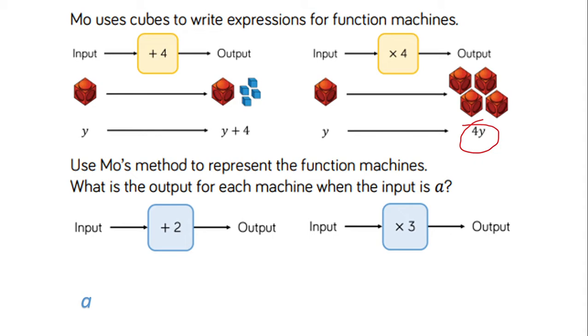I'm going to put it into the function machine. I'm going to add 2, so my output will be A plus 2. In the second function machine, my input number this time is also going to be A. This time I'm multiplying it by 3, but I'm going to remember, what's the convention when we write that as an algebraic expression? Well, my A is going to go to 3A. Well done if you got that right.